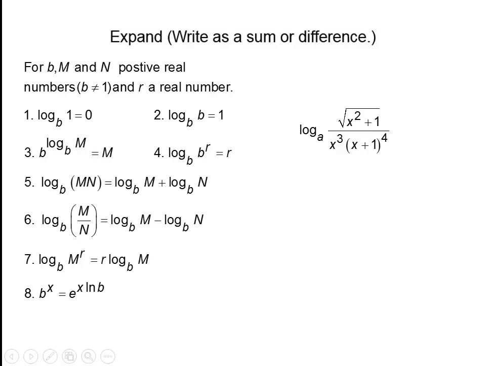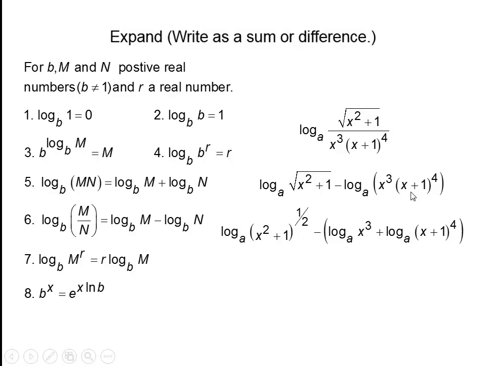Let's try a couple of challenging problems. See if you can get this one right. Step 1 would be to write the quotient as a difference. Next, I need to recognize that I can rewrite this first argument with an exponent of 1/2. And this second argument as a sum. That is, I have a product, x cubed times the quantity x plus 1 with an exponent of 4, and that can be rewritten as a sum.